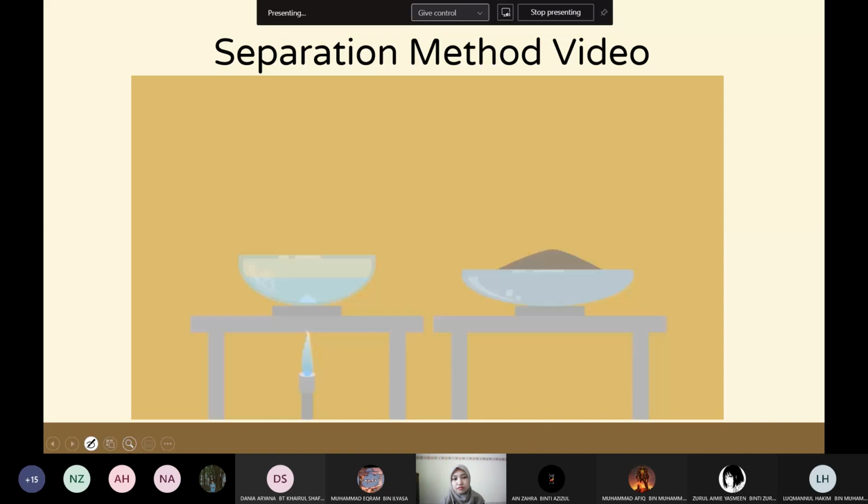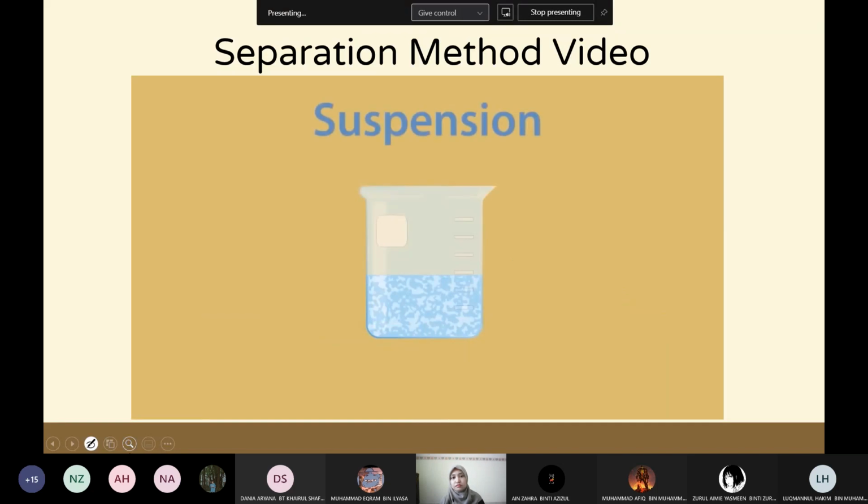The same method is used to separate a suspension, which is a mixture of an insoluble solid in a liquid, such as, for example, small bits of chalk in water.